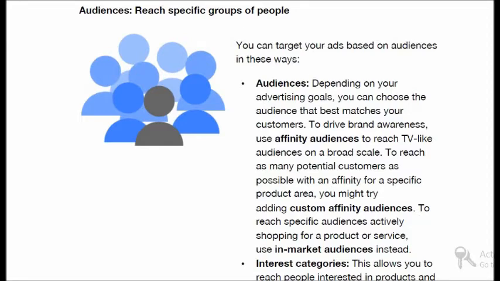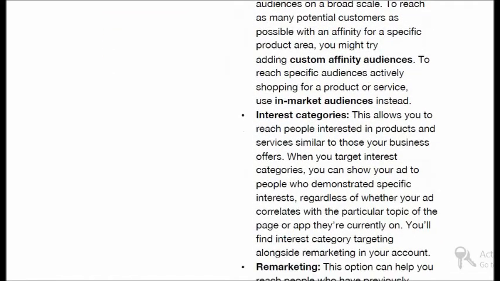Custom affinity audiences, getting the point. And we can also use interest categories. Interest categories means audiences have similar interests. This allows you to reach people interested in products and services similar to those your business offers. People may have an interest in pursuing an MBA degree or a BBA degree, and they have shown their interest somewhere or mentioned it online on their profiles. So the targeting can be done on such people.